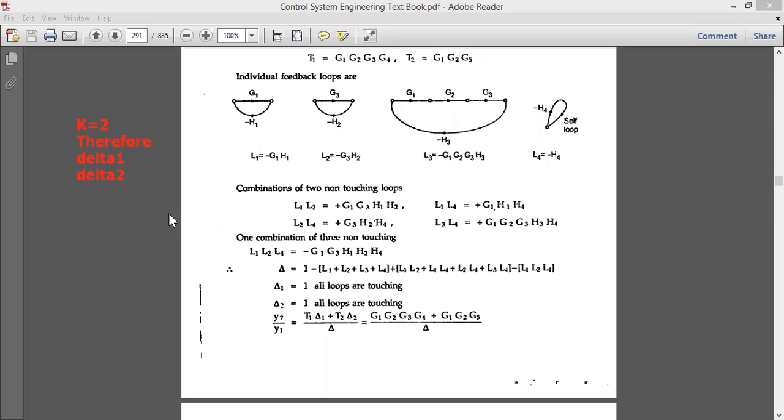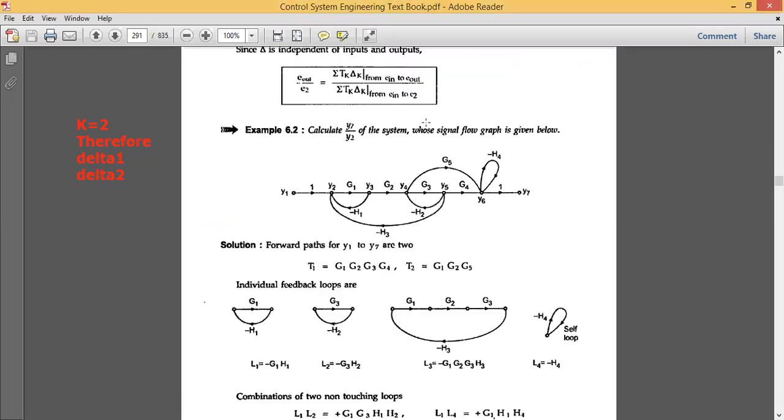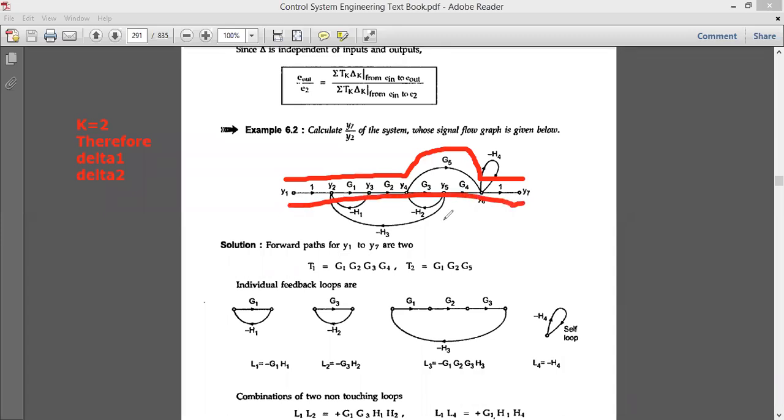Now if you look at this signal flow graph, L1 is touching the forward path, L2 is also touching the forward path at y4. What was the forward path here? The second forward path went till y4, then to y6, then back to y7. This is my second forward path. And what was the first forward path? This direct line is my first forward path.